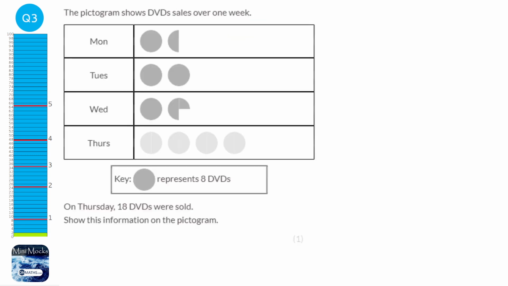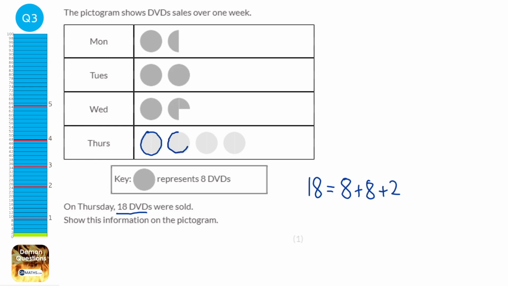So the key says that a circle represents 8 DVDs, and we're told that on Thursday there are 18 DVDs. So we need to rewrite 18 in kind of lots of 8. So that will be an 8 plus 8, which is 16, plus a 2. So we know it will be 2 full circles. So let's get those 2 full circles in. And that will represent 16.